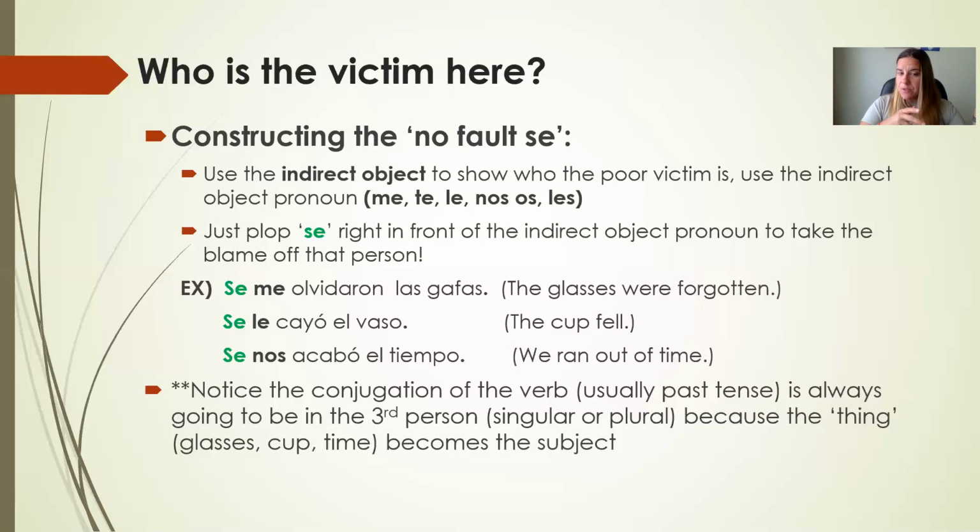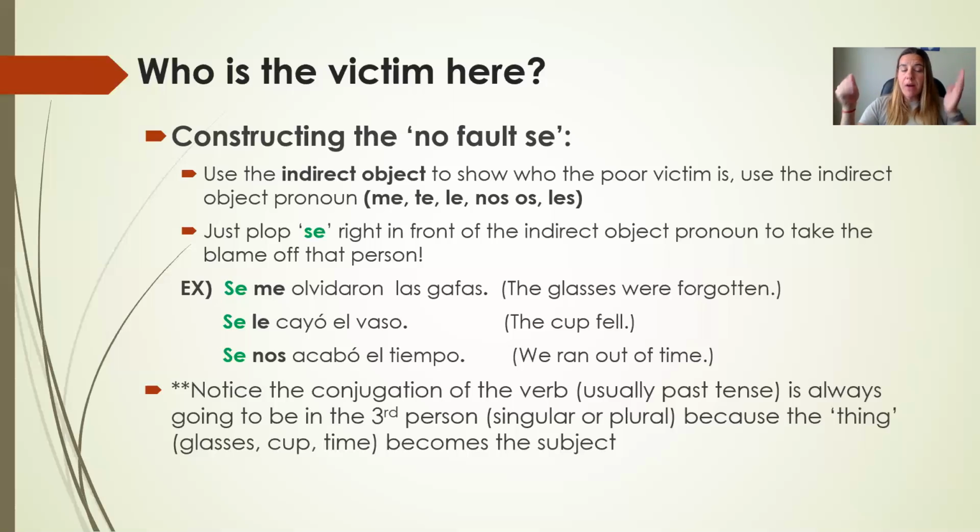Let's pretend for a second we take the "se" off that sentence. "Nos acabó el tiempo." It doesn't really make sense, but it would be, the time ran out on us. But when you put the "se," it removes, like I said, that culpability or responsibility from the person onto just the naturally occurring world.